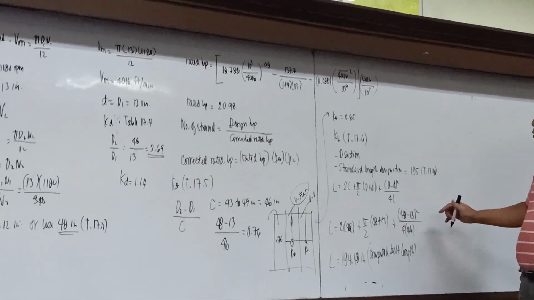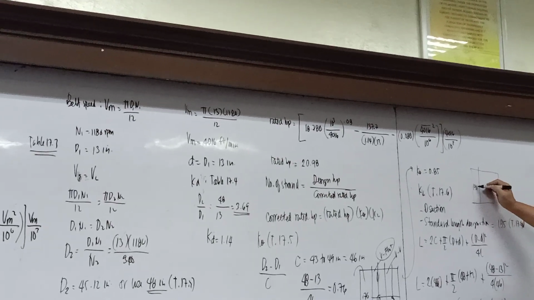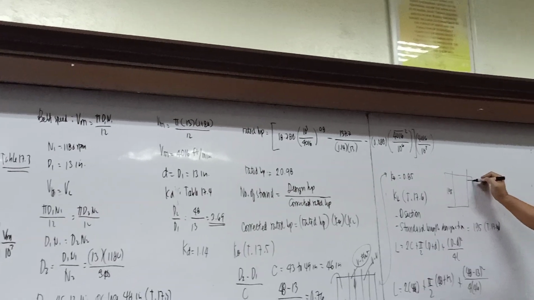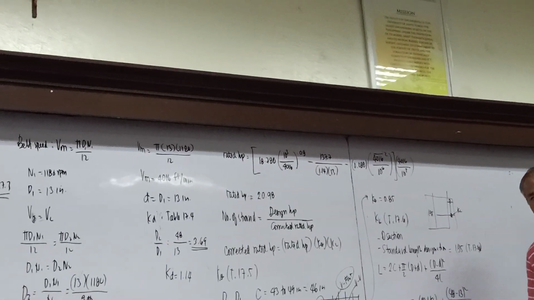Now, using that 195, okay, ito yung 195, di ba? Intersect it with the D section so that you can determine the value for your K sub L.